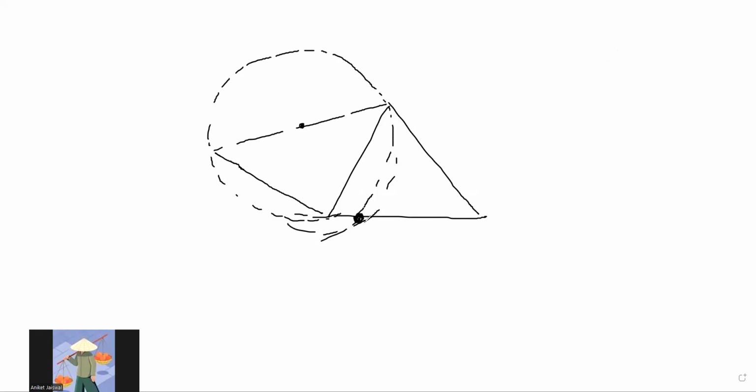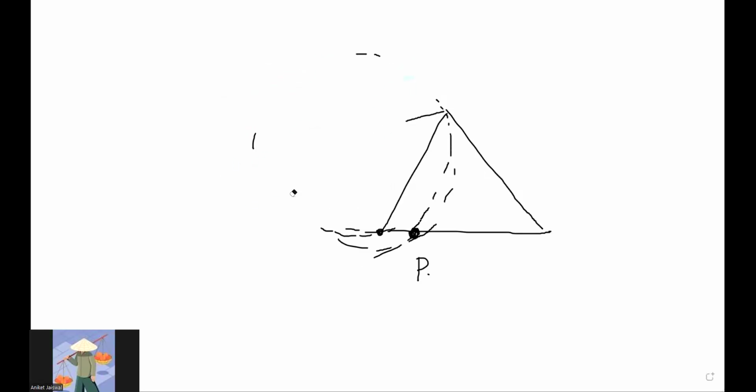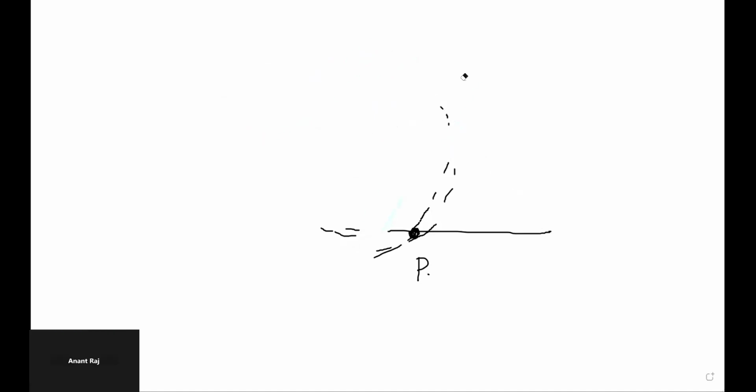It's not necessary that E is the midpoint, right? We have to prove that this point B is the midpoint of BC. Maybe it doesn't work in this configuration. It doesn't seem like it will work. So we got stuck here. It doesn't feel like it will work. So I think there is a little bit of ambiguity in the question.